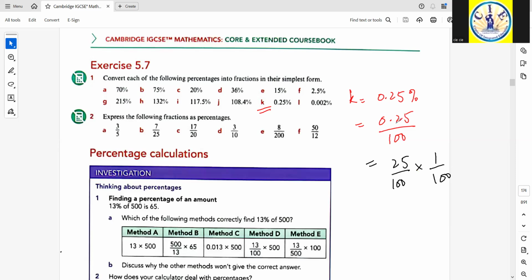Since this 0.25 had two decimal places, we have divided 25 by 100, meaning there are two zeros with 1 in the denominator of 25. So now the simplification, 25 ones are 25 and 25 fours are 100. So 1 by 4 times 100, that is 1 by 400. That's the conversion of this percentage into a fraction, and the answer is given in the simplest form.